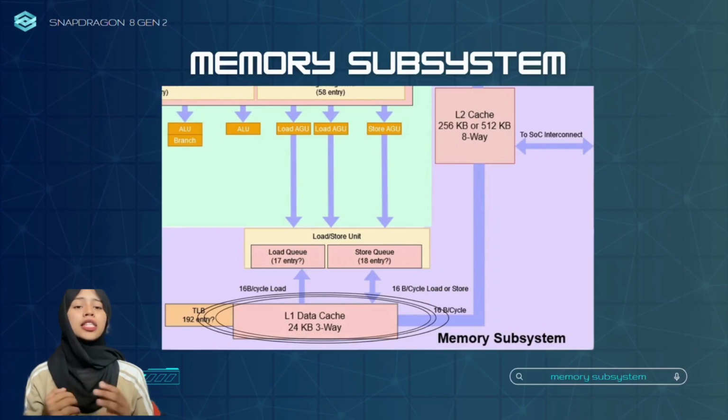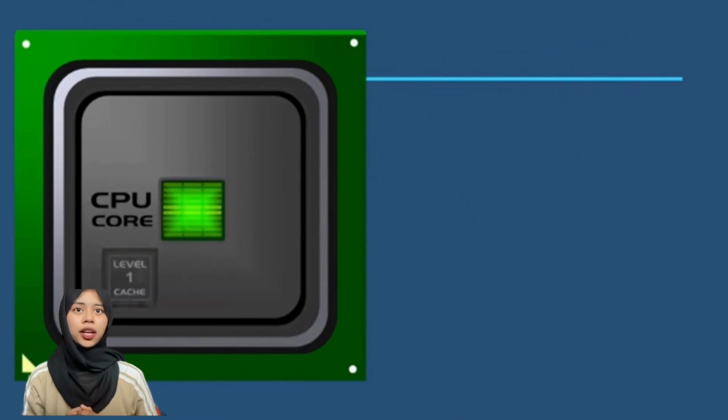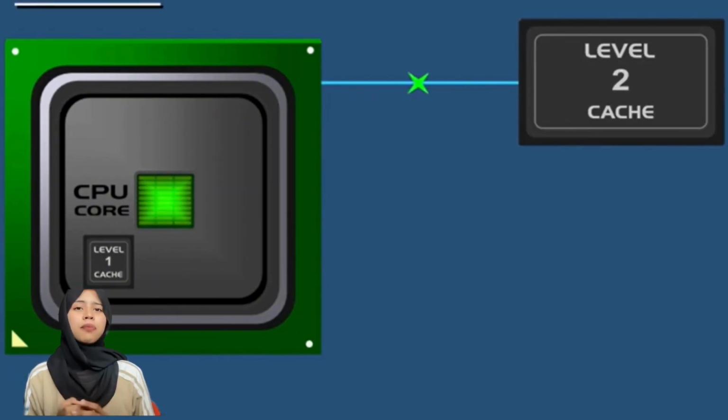After that, the CPU checks the L1 data cache, which is the fastest and the closest memory. If the data is there, it's a cache hit, and the CPU gets the data quickly. But if it's not, it moves to the L2 cache, which is bigger but slightly slower. The L2 cache is shared across multiple cores and can be either 256 KB or 512 KB.